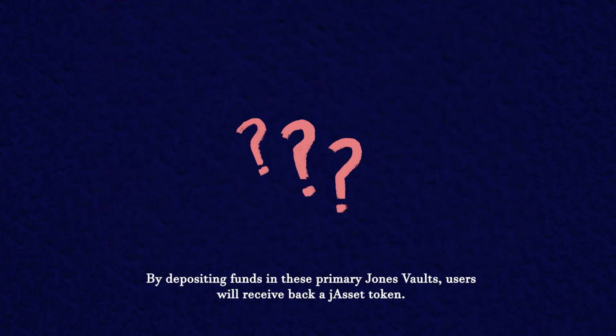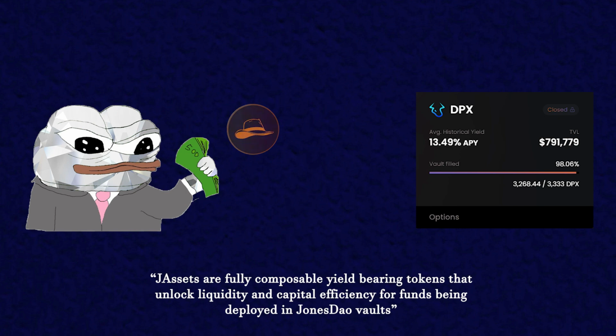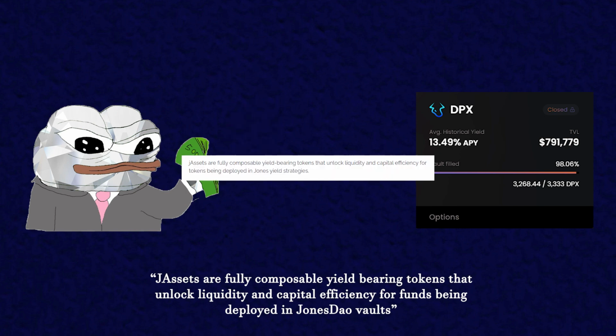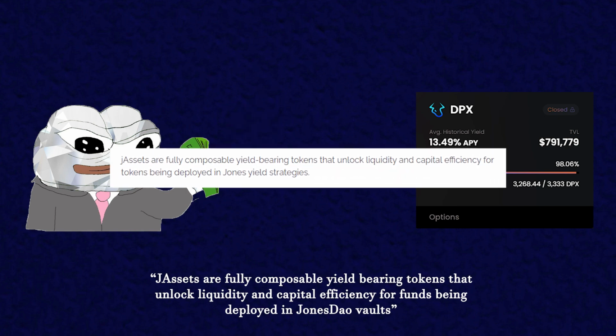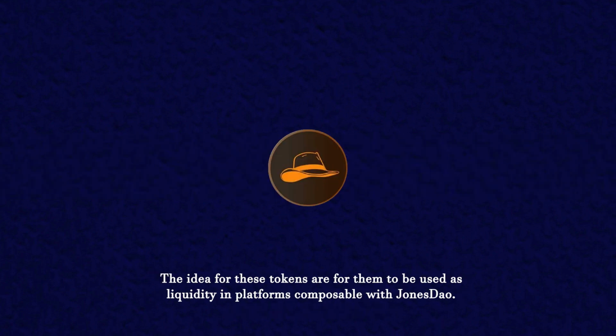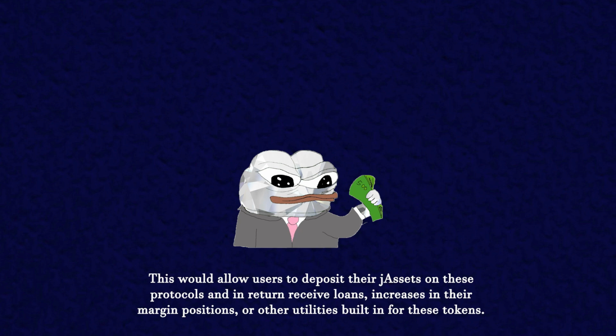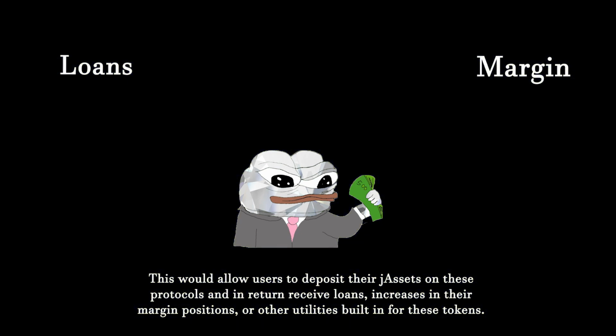How is this possible? By depositing funds in these primary Jones vaults, users will receive back a JAcid token. JAcids are fully composable yield-bearing tokens that unlock liquidity and capital efficiency for funds being deployed in JonesDao vaults. The idea for these tokens are for them to be used as liquidity in platforms composable with JonesDao. This would allow users to deposit their JAcids on these protocols and in return receive loans, increases in their margin positions, or other utilities built in for these tokens.